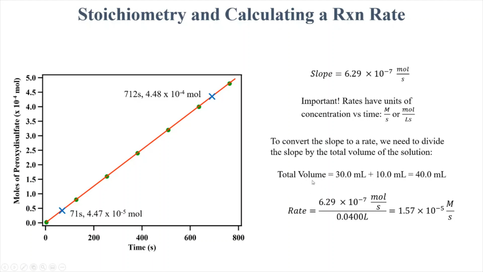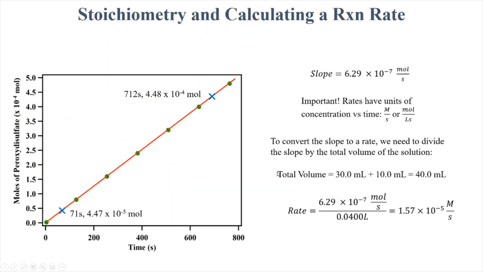In this case, the experiment is set up so that the total volume of all of our reactions is 40 milliliters. So we take our slope, 6.29 times 10 to the minus 7 moles per second, and divide it by 0.0400 liters, which is our total volume if we convert milliliters to liters. Then we get 1.57 times 10 to the minus 5 molar per second. So that's how we convert the slope, in units of moles per second, to a rate, in units of molar per second. We have to divide by the total volume.